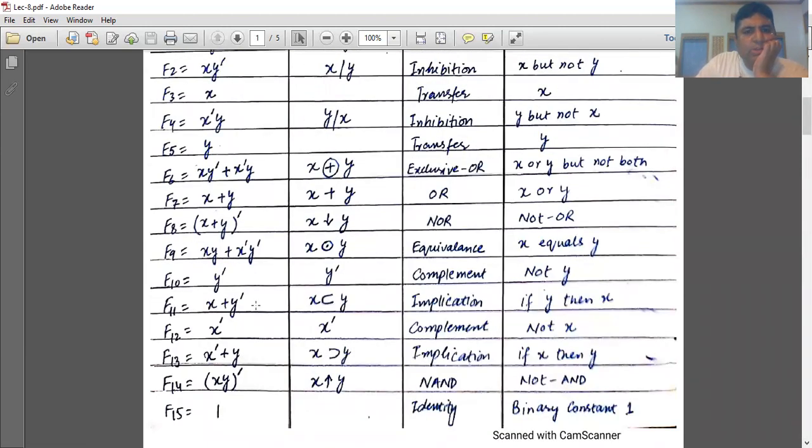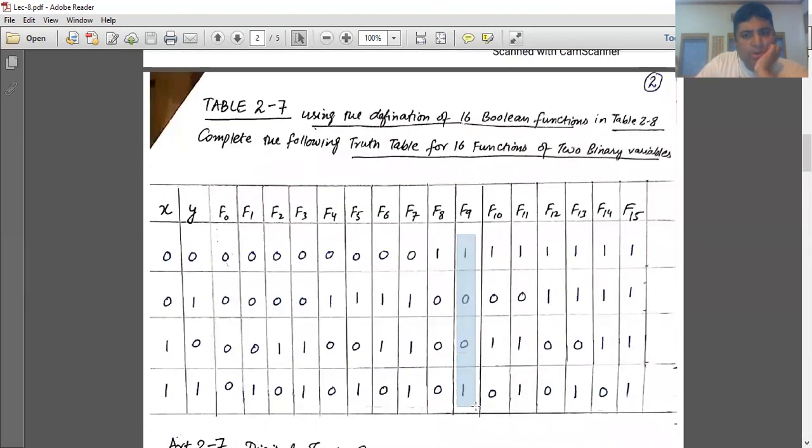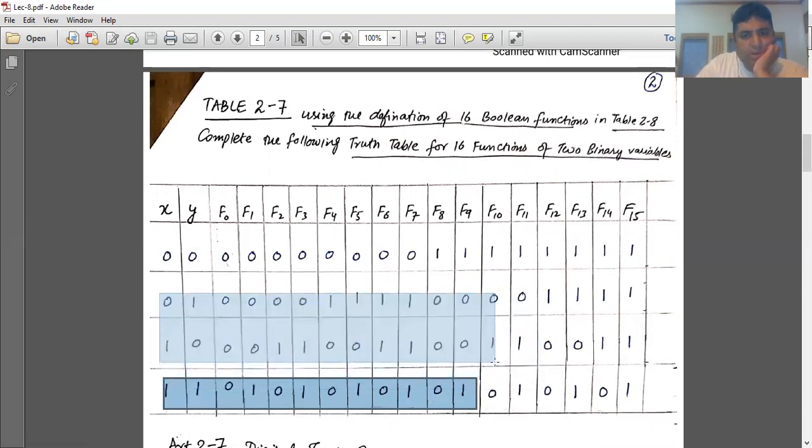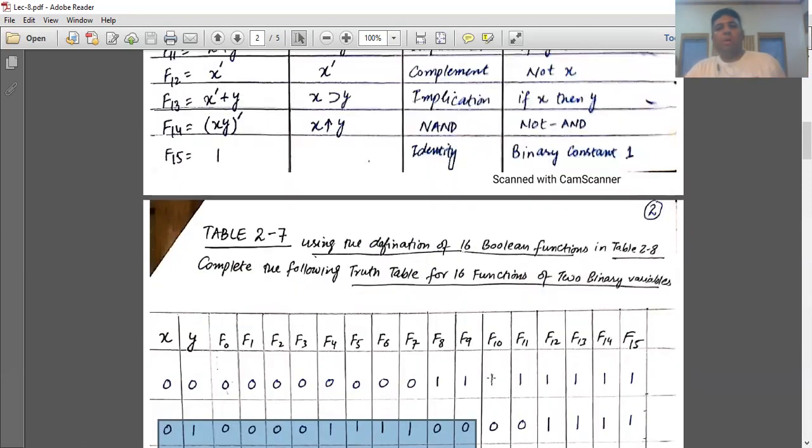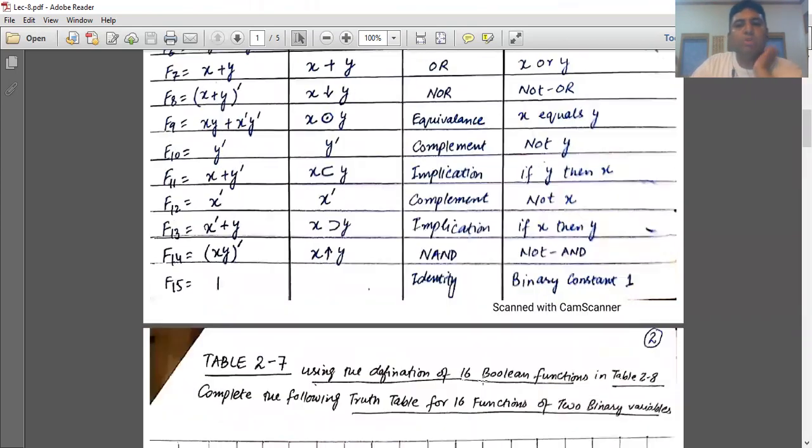And equivalence, for example, this one, F9. When x and y are the same, both are 1 and both are 0, it is giving a 1 output. This is F9. When x and y are both 0, it is giving a 1 output. When x and y are both 1, it is giving a 1 output. Otherwise, when x and y are different, it is giving a 0 output. So similarly, you can see the truth tables of all the 16 operations. These are the logic operations which are possible.